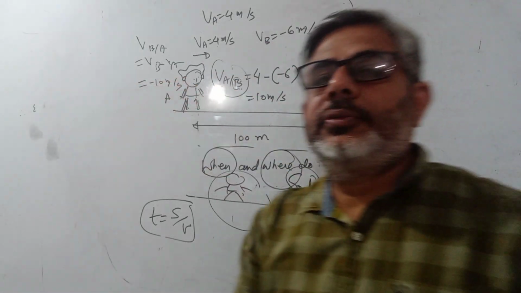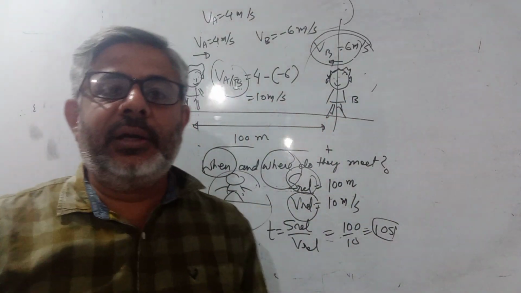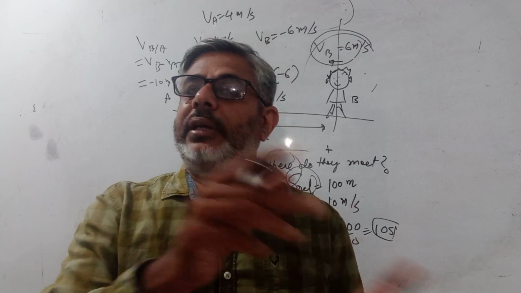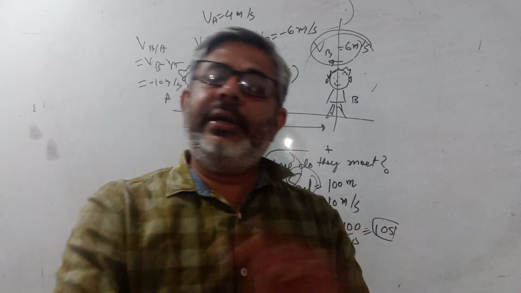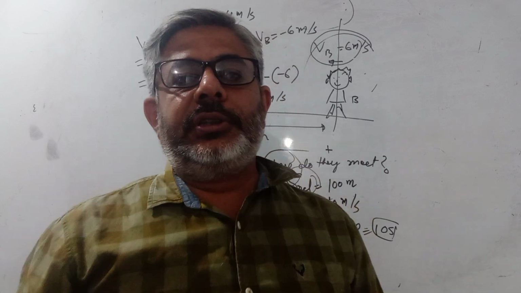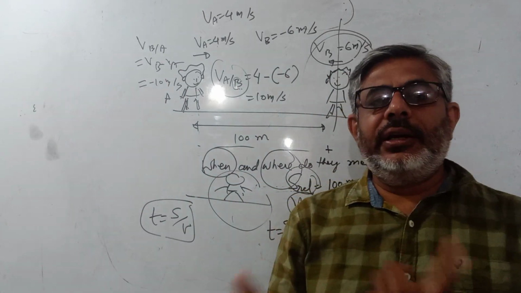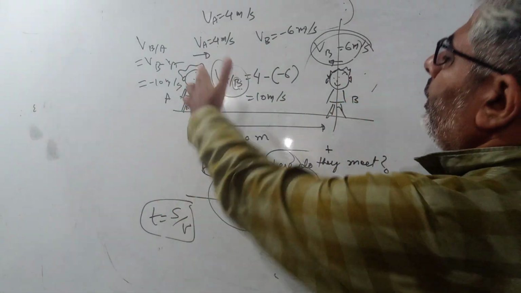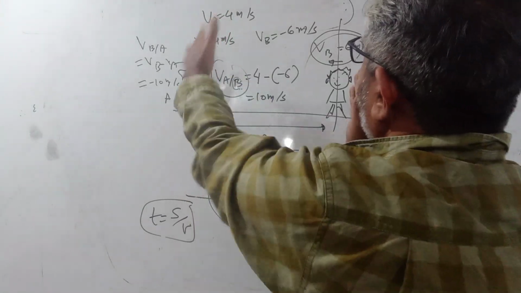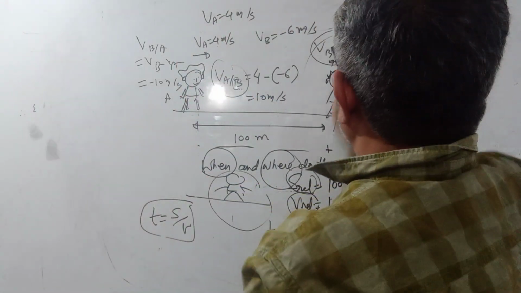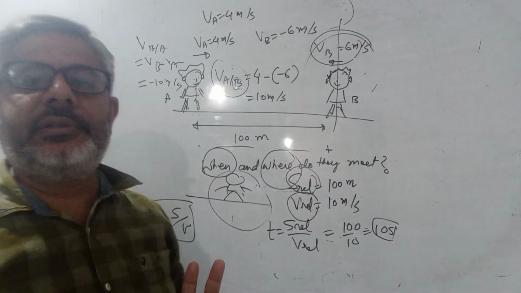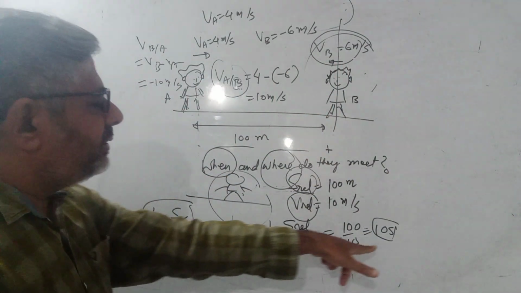Just freeze this video, go back, regress a little, you will find that if VA with respect to B is X, then VB with respect to A is minus X. So the relative velocities of two objects have opposite signs. So this is minus 10. That means for him or her, it is coming with 10. For him, she is coming with 10. But relative velocity magnitude is 10 in any case. So time is 10 seconds.